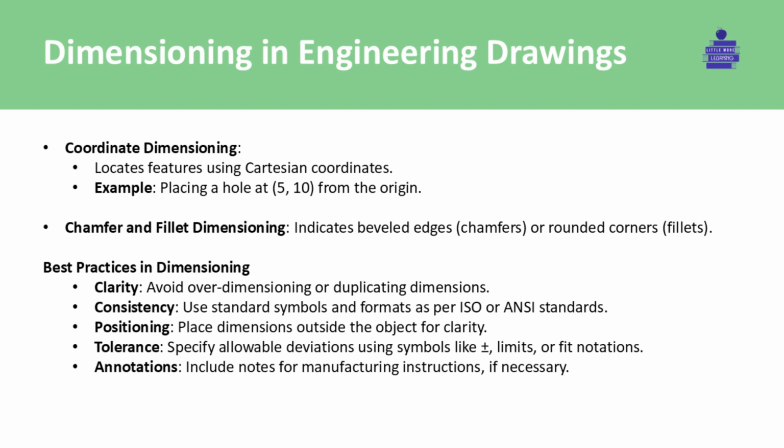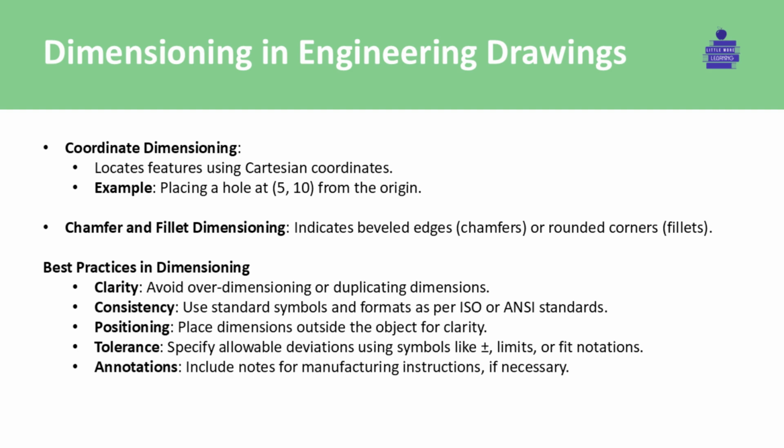It helps locate features using precise X and Y coordinates from a reference point. For example, when you need to specify the exact location of a hole on a metal plate, coordinate dimensioning tells the manufacturer, drill here, exactly 5 units right and 10 units up from the corner.